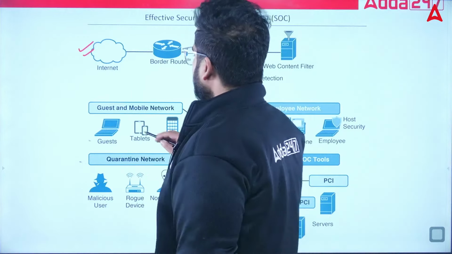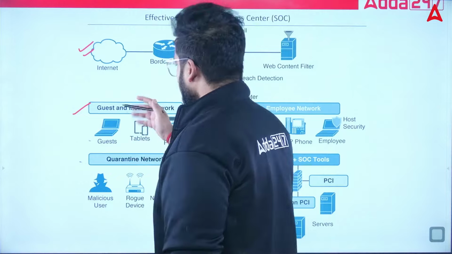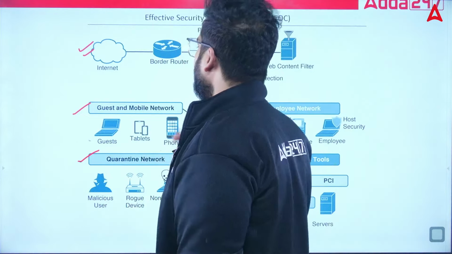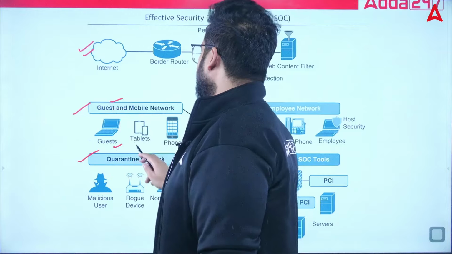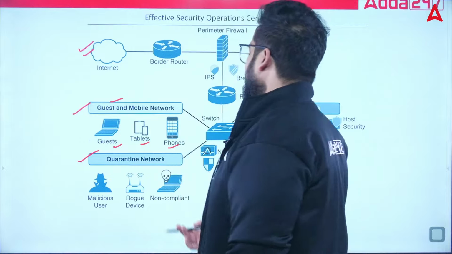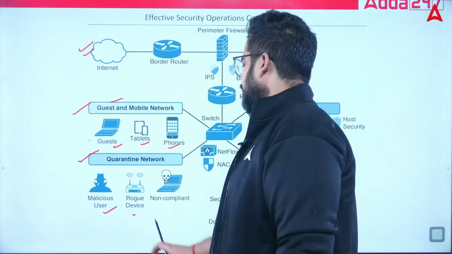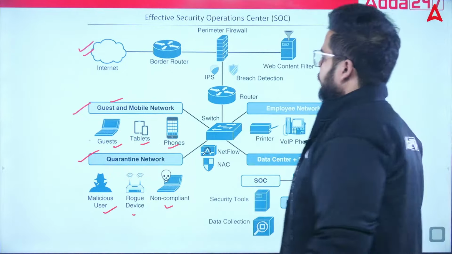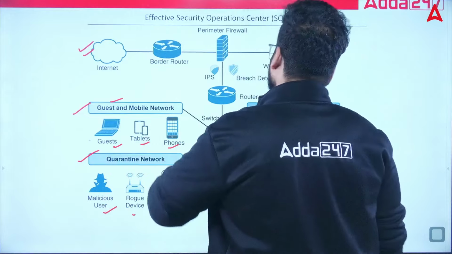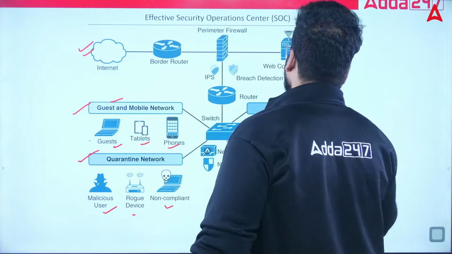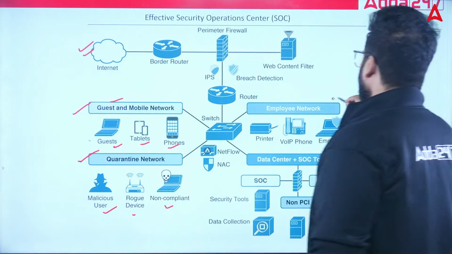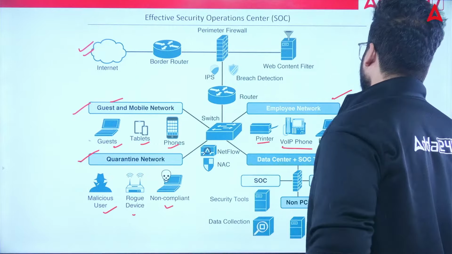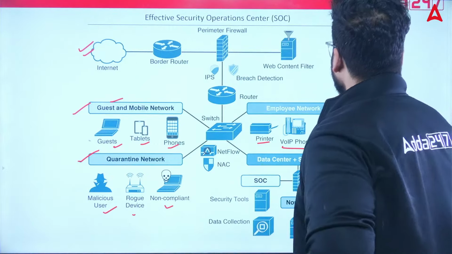Whenever we talk about the mobile network, based on the mobile network, we have one quarantine network as well. So mobile networks, you have the guests, tablets and phones. Quarantine network, you will find malicious user, rogue devices or non-compliant devices as well. So these are on the one side of the firewall. Another side will be having the employee network, which includes printer, VoIP, then VoIP phone. Then we have the employee, the host, security.